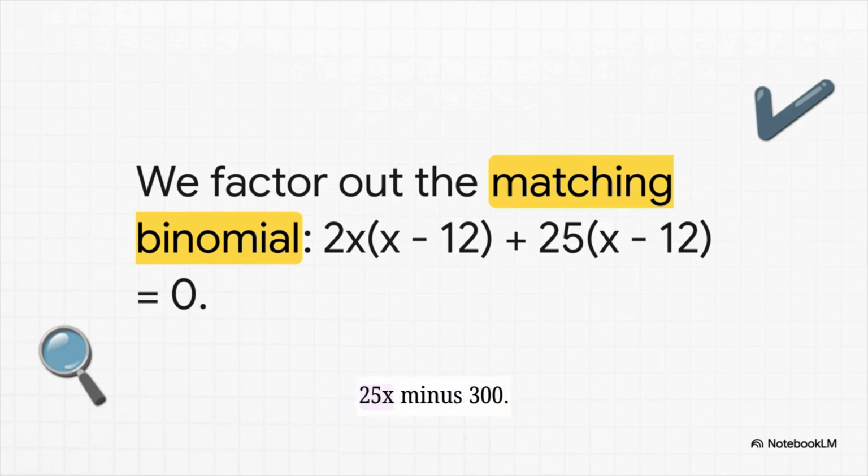Now for the second group, 25x minus 300. Let's factor out a positive 25, and look at what's left behind. 300 divided by 25 is exactly 12, leaving us with another x minus 12. Do you see how that matching binomial perfectly reveals itself in both groups? That right there is the mathematical proof that our logic was flawless. If those parentheses didn't match, we'd know we messed up somewhere, but they do.